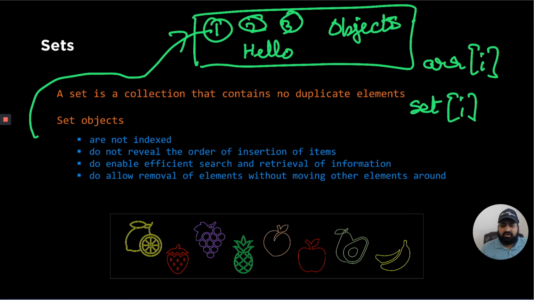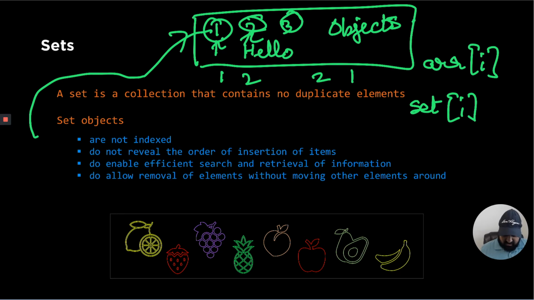Also, they do not reveal the ordering of insertion of items. What I mean by that is, let's say there are two elements in the set, 1 and 2. We do not know whether 1 was inserted first and then 2, or whether 2 was inserted first and then 1. It is completely specific to the implementation, and we might not be aware of how the set is implemented behind the scenes. What we truly care about is the functionality offered by this set data structure.